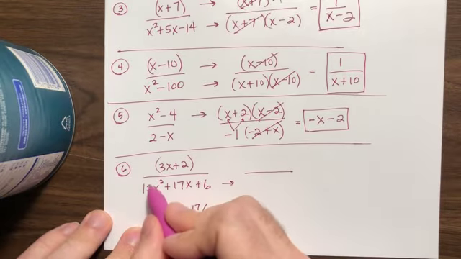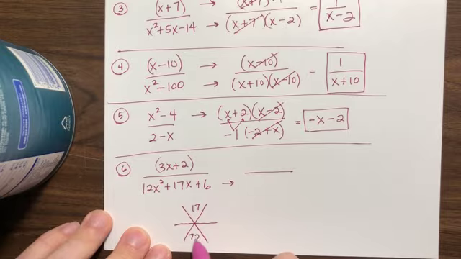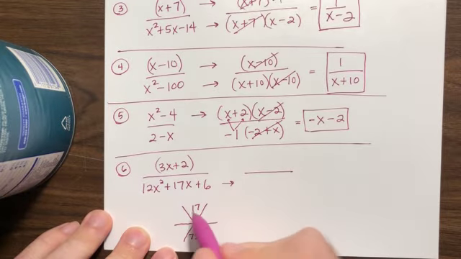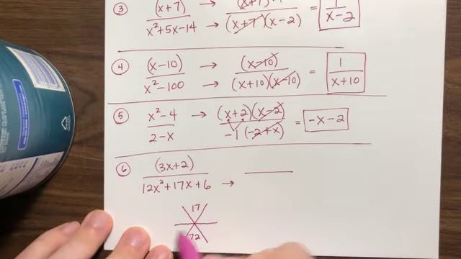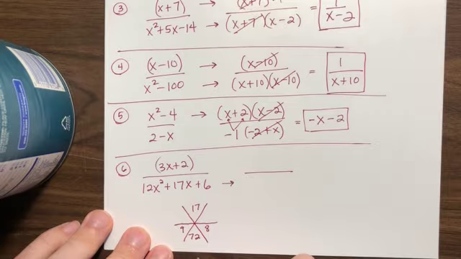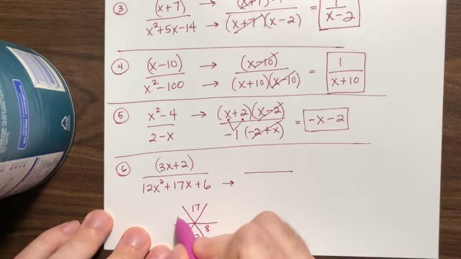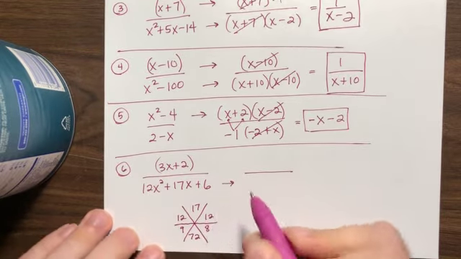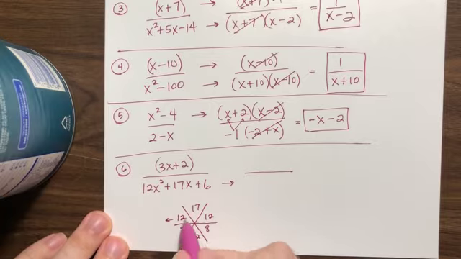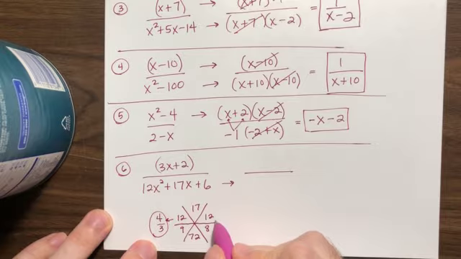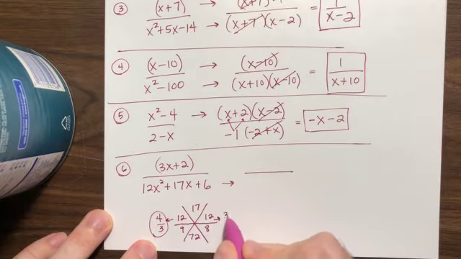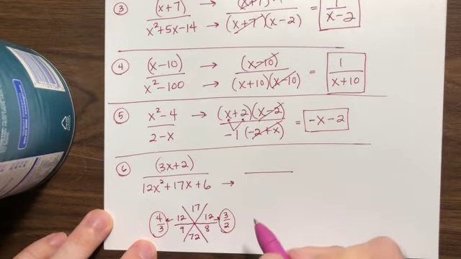It'd be like that. 12 times 6 is 72. That's what goes in the bottom. The middle number goes in the top. Then I go, what two numbers multiply to give me 72 and add to give me 17? It's 9 and 8. Okay. Put 12 above both of them and then reduce. This guy reduces by dividing by 3 to get 4 over 3. This guy reduces by dividing by 4, and we're left with 3 over 2.